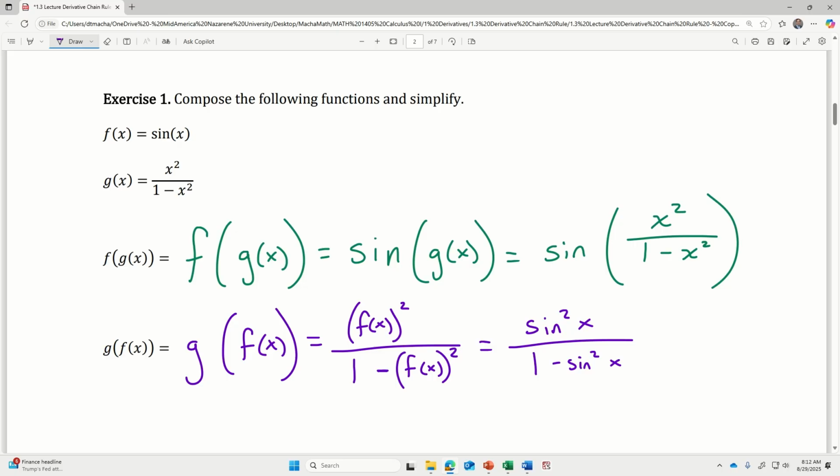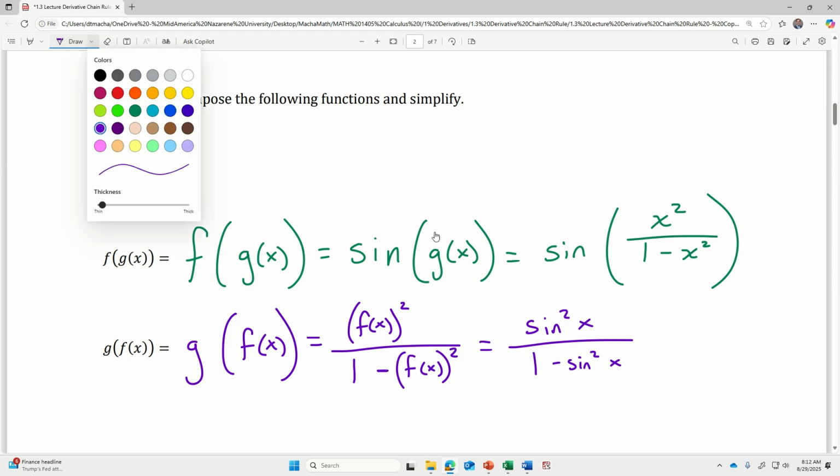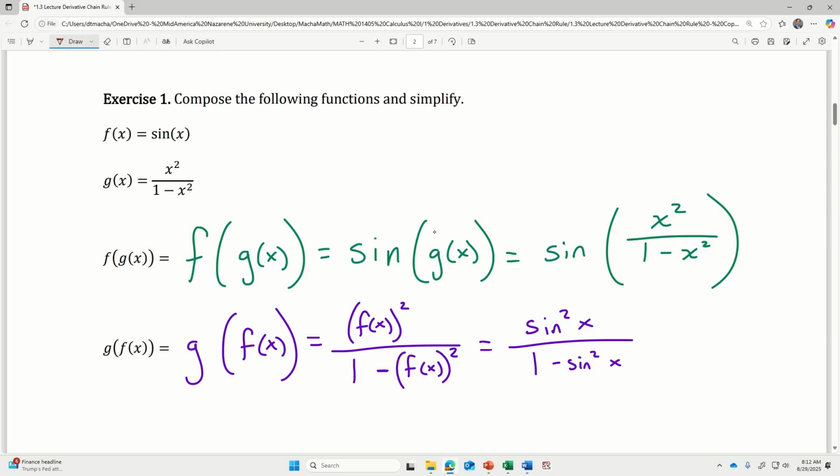Yeah? I think it's tangent squared x. Yeah, you're right. So the first step in simplifying this even further would be to say, I know a particular trigonometric identity where cosine squared plus sine squared is equal to 1. That's in your little booklet of stuff you're supposed to memorize. This comes from applying the Pythagorean theorem to the unit circle.